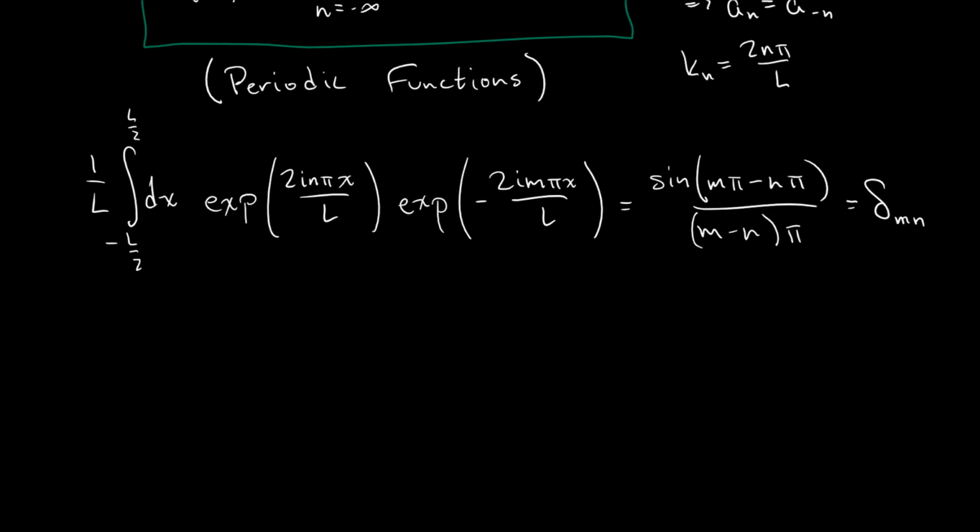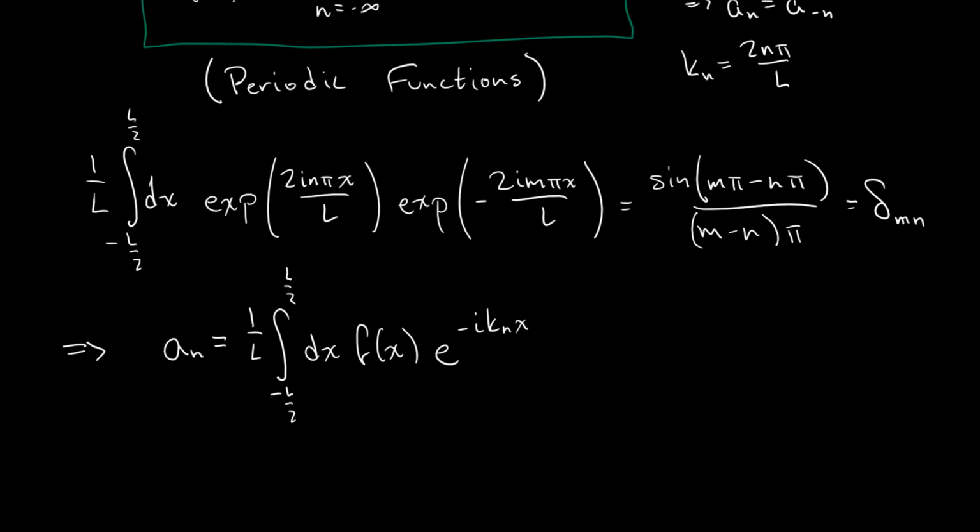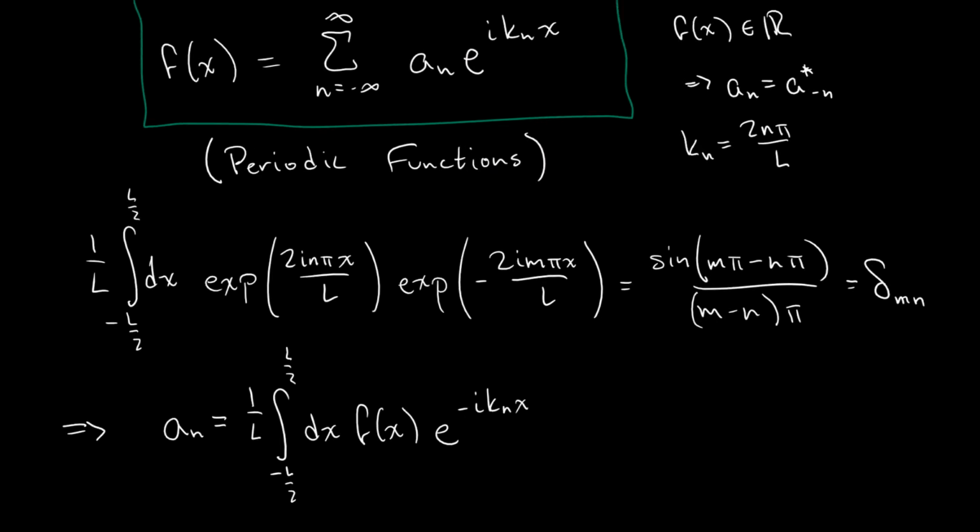And we can go one step further and show that our coefficients are going to be given by 1 over L, integral from minus L over 2 to L over 2 dx f of x e to the minus I k sub n x. Right, the minus is coming from this minus sign here.